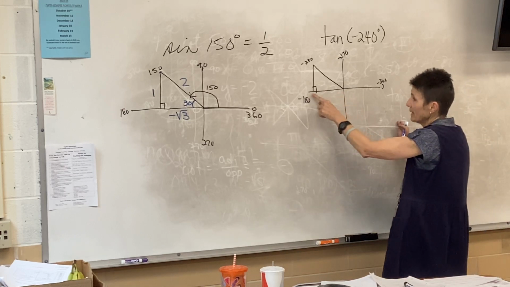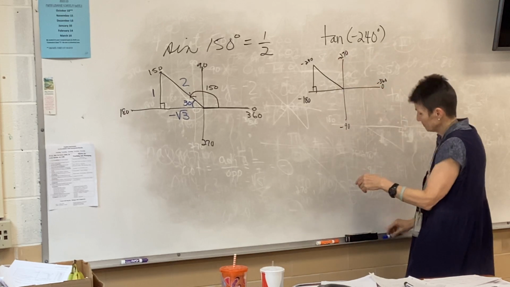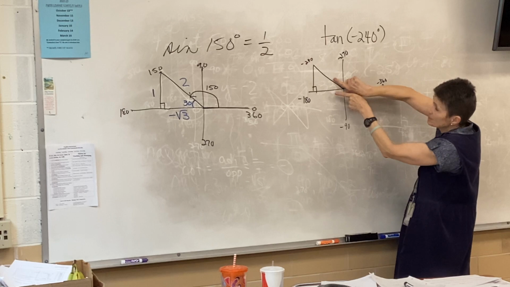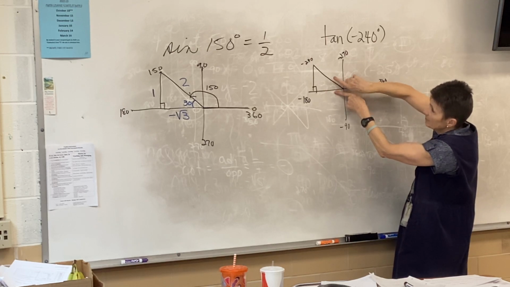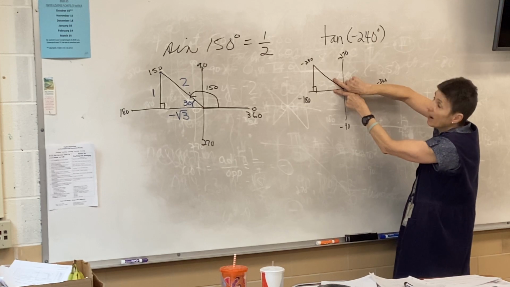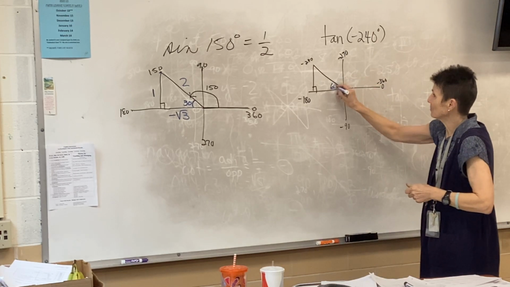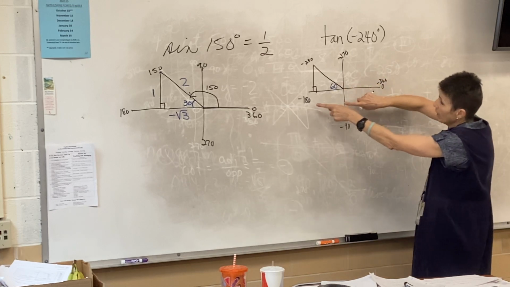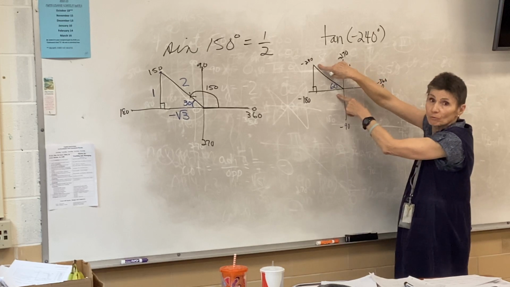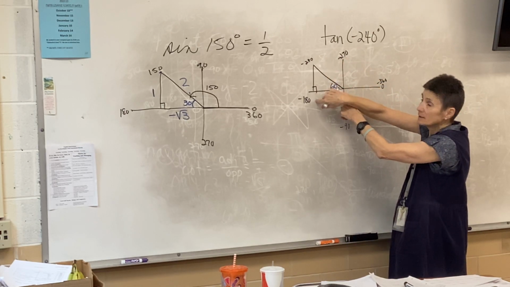If this is 180, and this is 240, how big is the angle between my fingers? This is 180, this is 240. How far is between them? I hope you're saying 60. That's a 60-degree angle, because 180 plus 60 more gets me to 240. 240 minus 180 is 60.